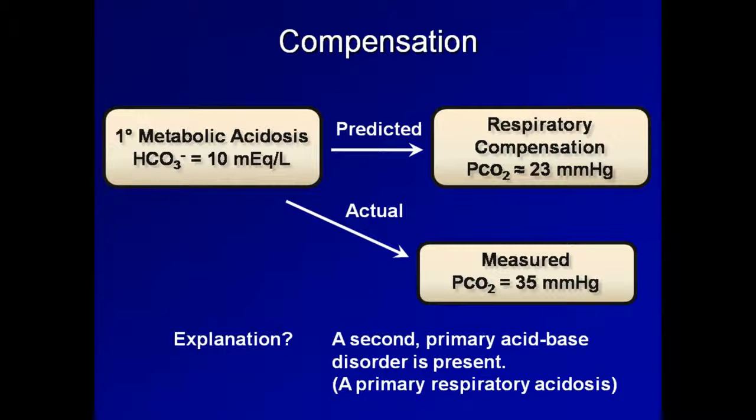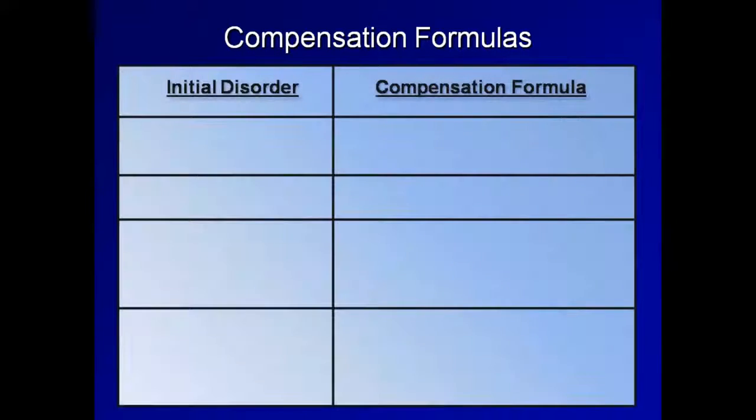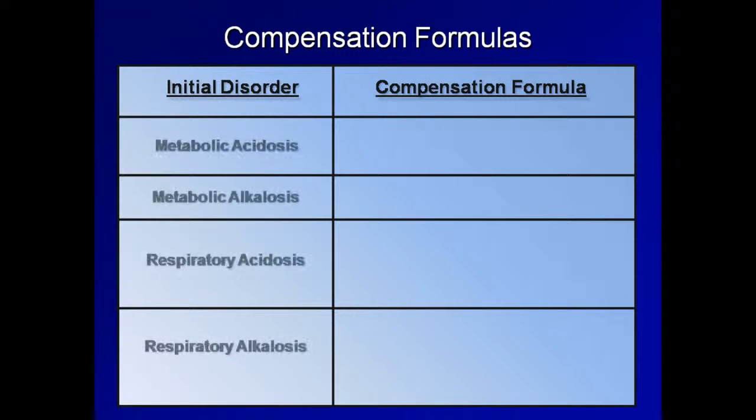In order to predict what the expected compensation should be, generations of previous researchers have empirically derived a set of formulas, with a different one for each primary disorder. In fact, to make things even more complicated, there is actually more than one formula in common usage for each disorder. The following chart represents the formulas which, in my experience, appear to be the most commonly used in the United States. For a metabolic acidosis, the compensation formula is as follows.